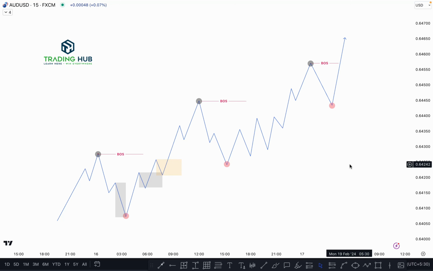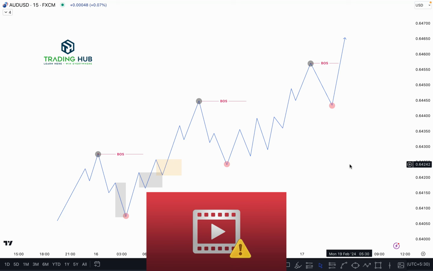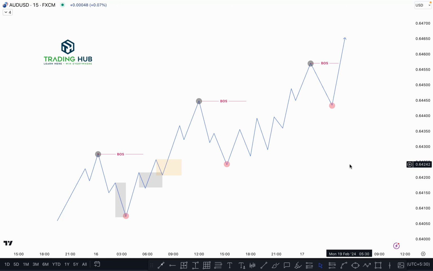So in this case, how can we deal with it? You have to wait for it to break the previous structure, and after the break of the previous structure, you have to wait for it to take out the inducement. After taking out the inducement, you have to identify where our unmitigated order flow is. Sometimes you will see multiple order flows, like 2, 3 or 4. But generally you have to focus on the decisional and extreme order flow, which is applicable after taking out the inducement and also applicable at the extreme point.